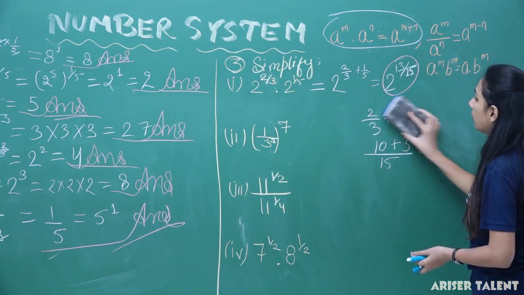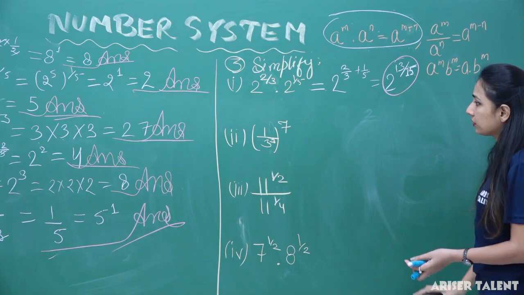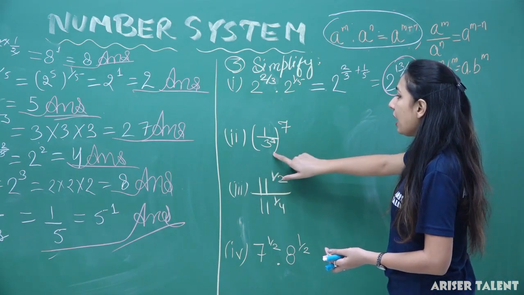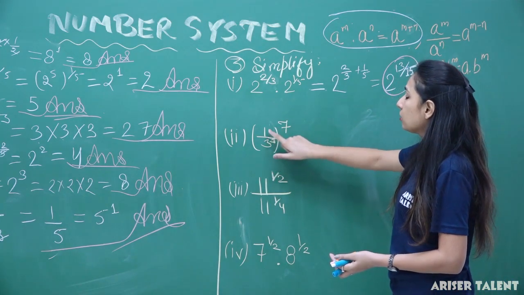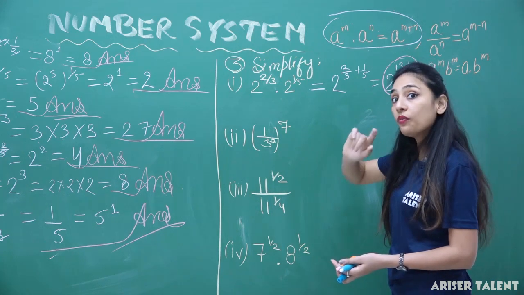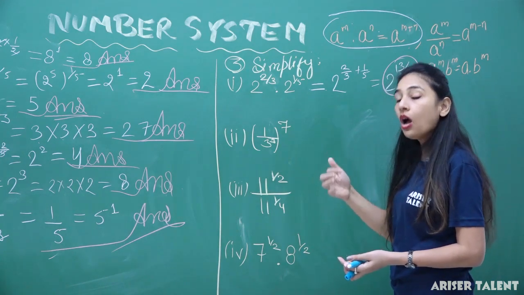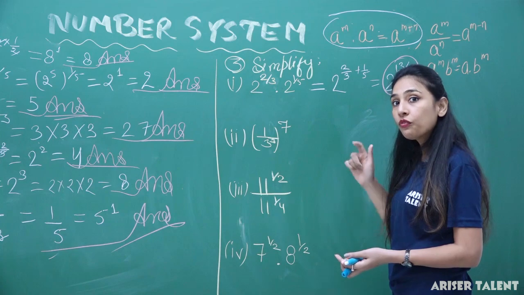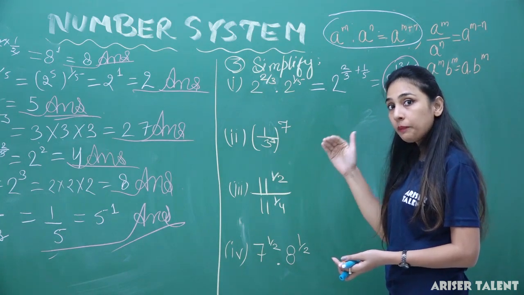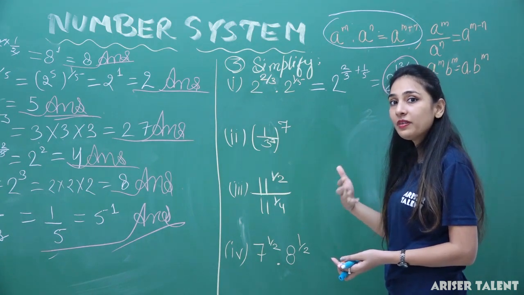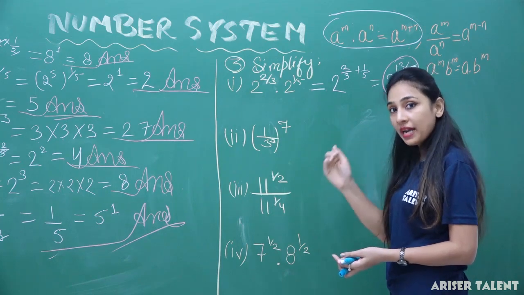Done with that? Okay. Now, here I am having 1 by 3 raised to power 3. 1 by 3 raised to power 3. How will we rewrite it? 3 raised to power minus 3.